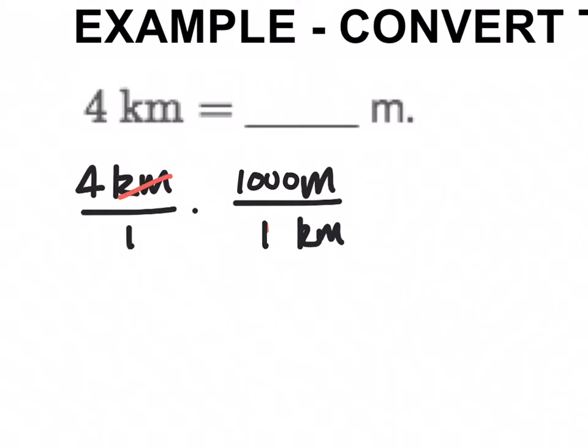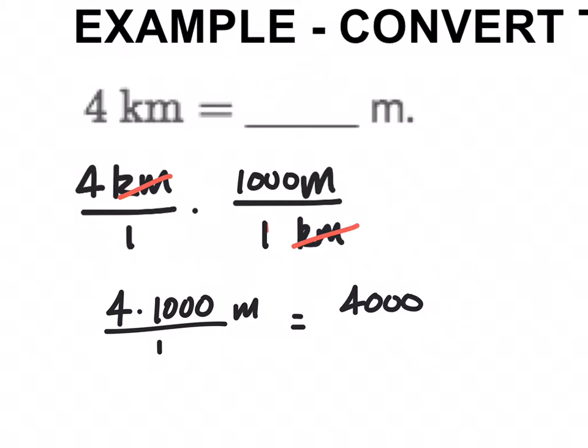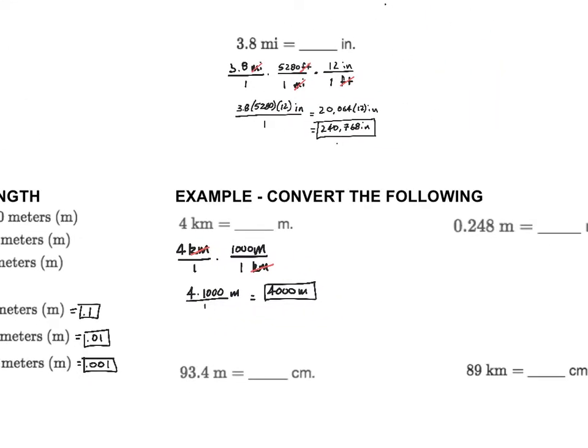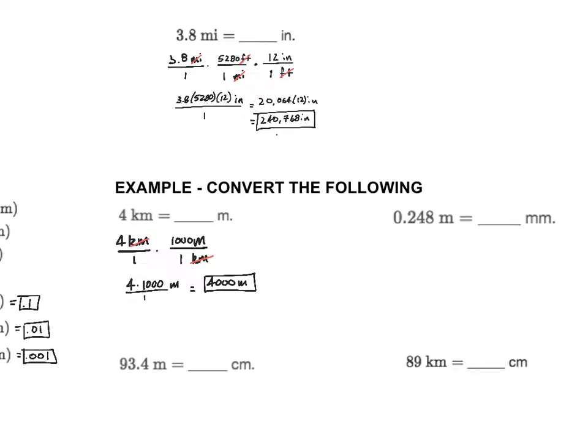Now my kilometers divide out, so what we're left with is 4 times 1,000 meters over 1. Okay, and 4 times 1,000 is just going to give us 4,000 meters. So it's pretty easy to convert these. It's really not too bad because they're all in base 10. You just multiply by 10, 100, 1,000, or divide by those numbers, and that's it.